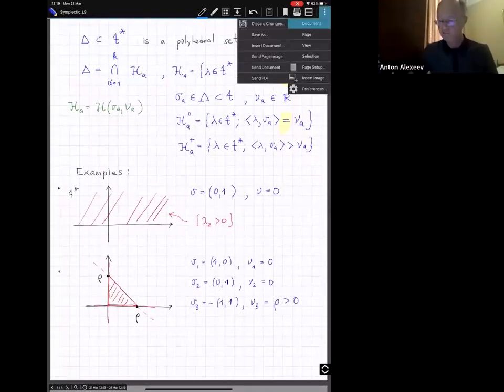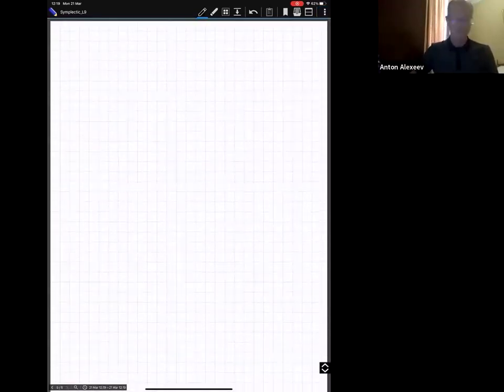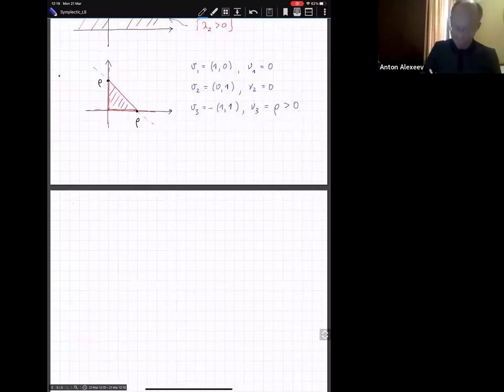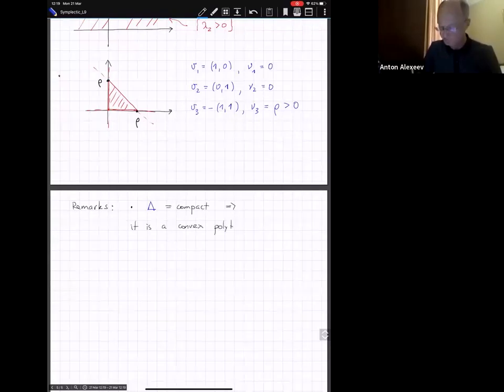Maybe some remarks about it. So maybe the first remark: if delta is compact, then it is a convex polytope, and it is equal to the convex hull of its vertices. So what do I want to say, right?